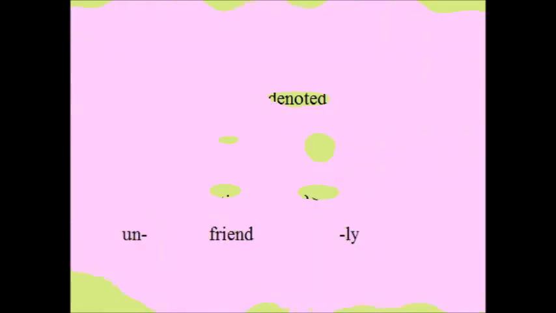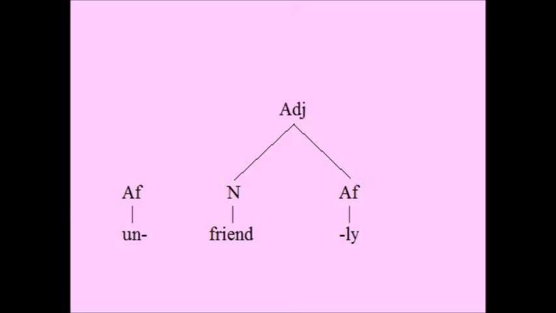Let's consider now the derivation of a word such as unfriendly. First, we break this word down into its component morphemes and label them. Next, we must decide what attaches next. Looking back at the lexical entries for these morphemes, we see that -ly attaches to nouns, but un- does not. Therefore, -ly attaches first, giving rise to the base friendly. Finally, of course, un- attaches to the base, giving rise to the word unfriendly.